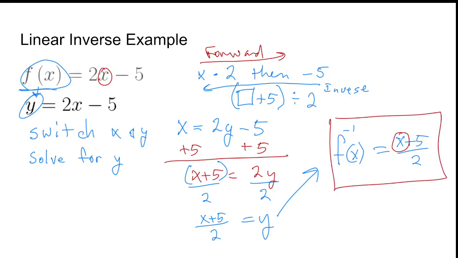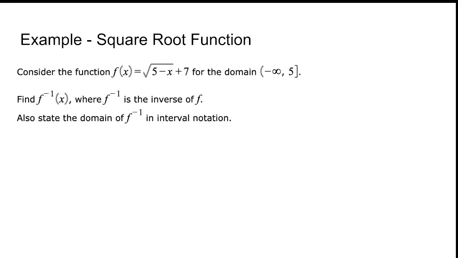Okay. So let's look at another example. And as we look at this example, we're going to look at a square root example. The domain for the square root has already been determined for us. It goes from negative infinity to 5. And we can see if you plug in 5, 5 minus 5 is 0. And as you plug in numbers less than 5, so 5 minus a number less than 5 is positive.